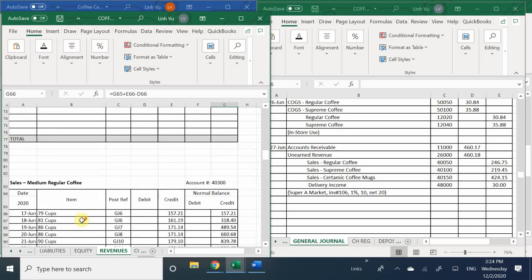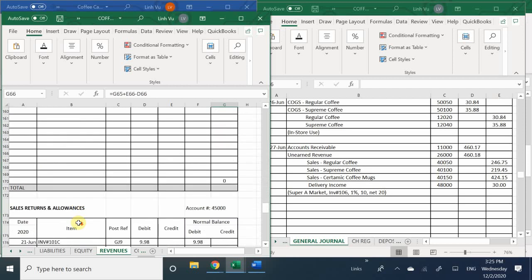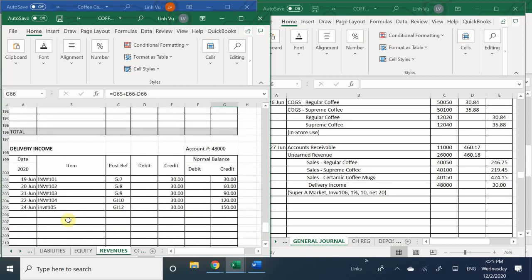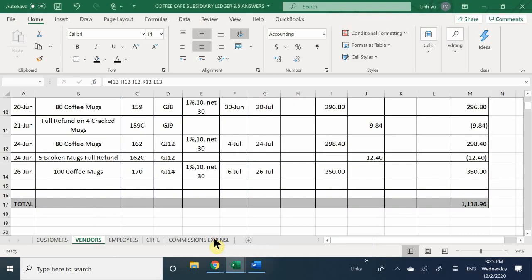And then all the way to delivery income, 48,000. The date, 7th, invoice number 106. General Journal 15, $30, bringing that total to $180. And now we will go to the subsidiary ledger under customers.